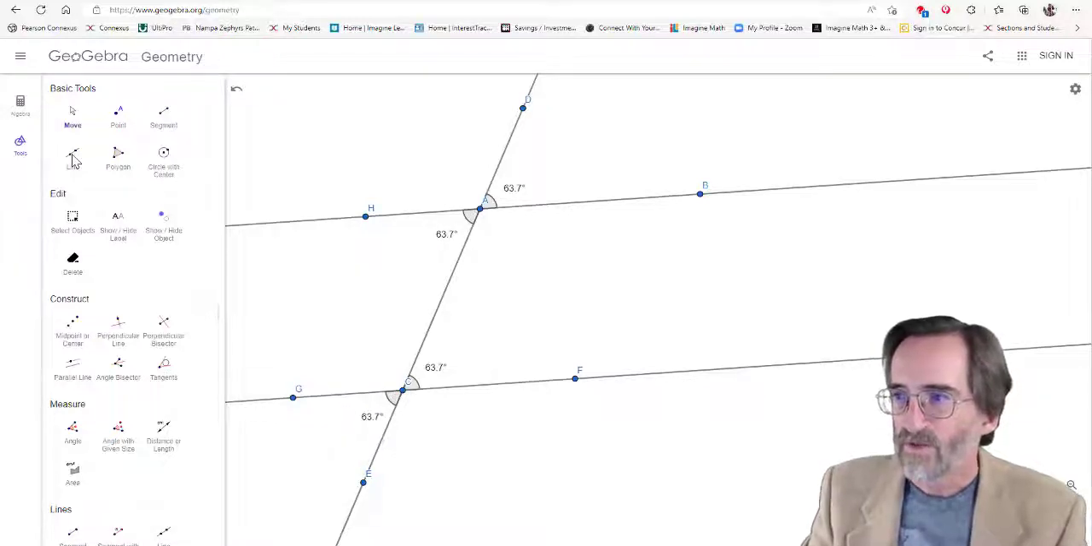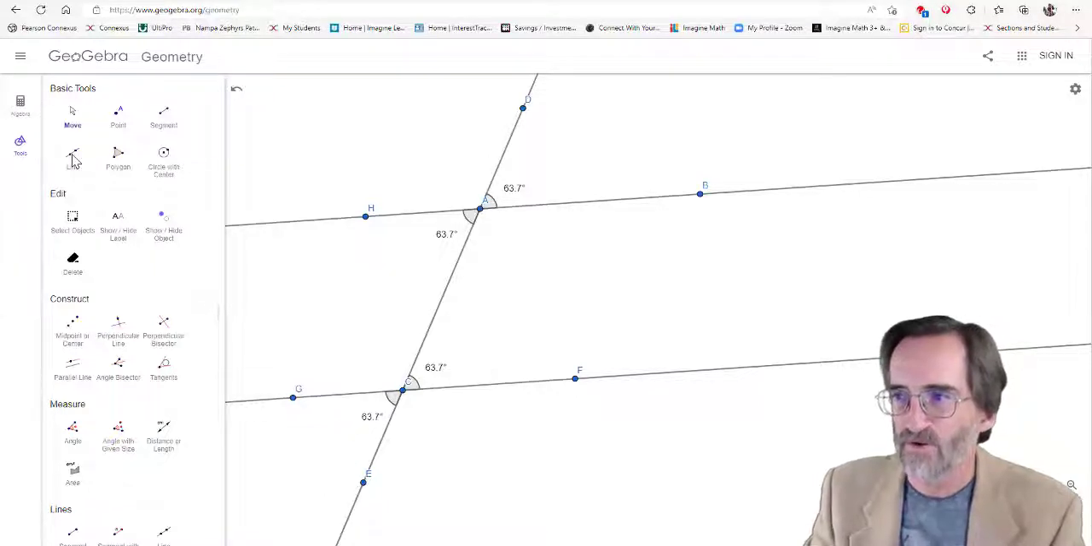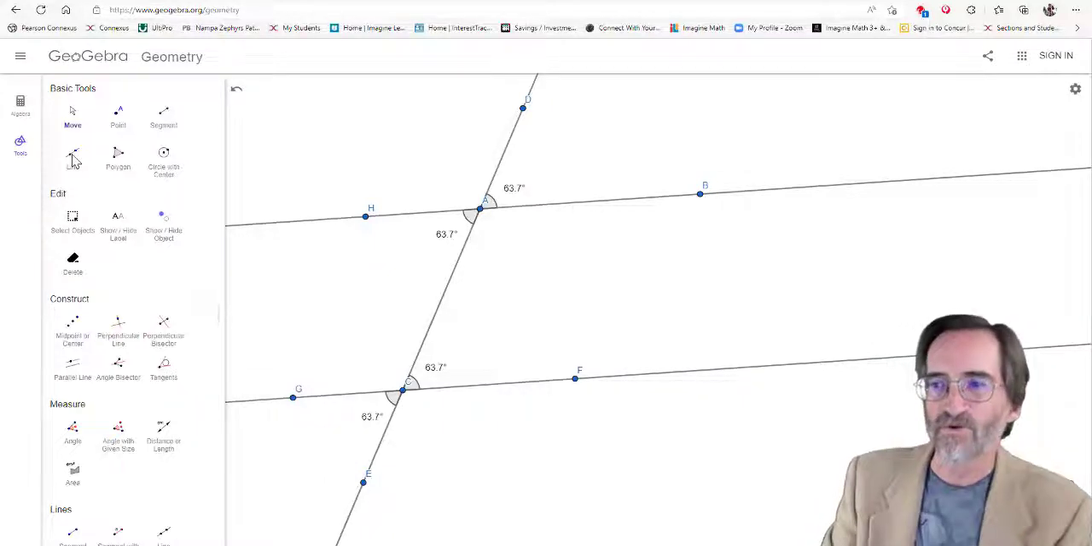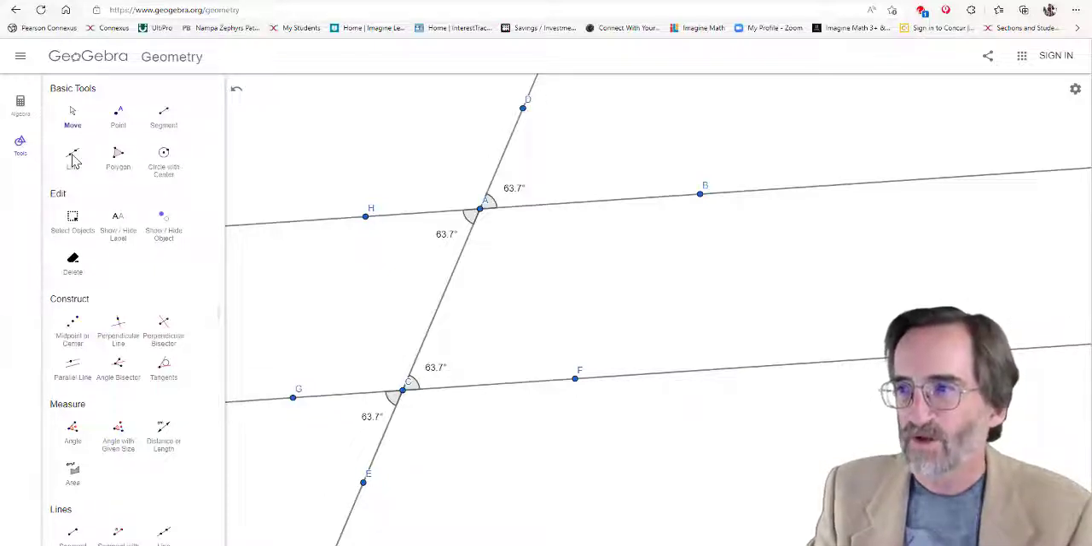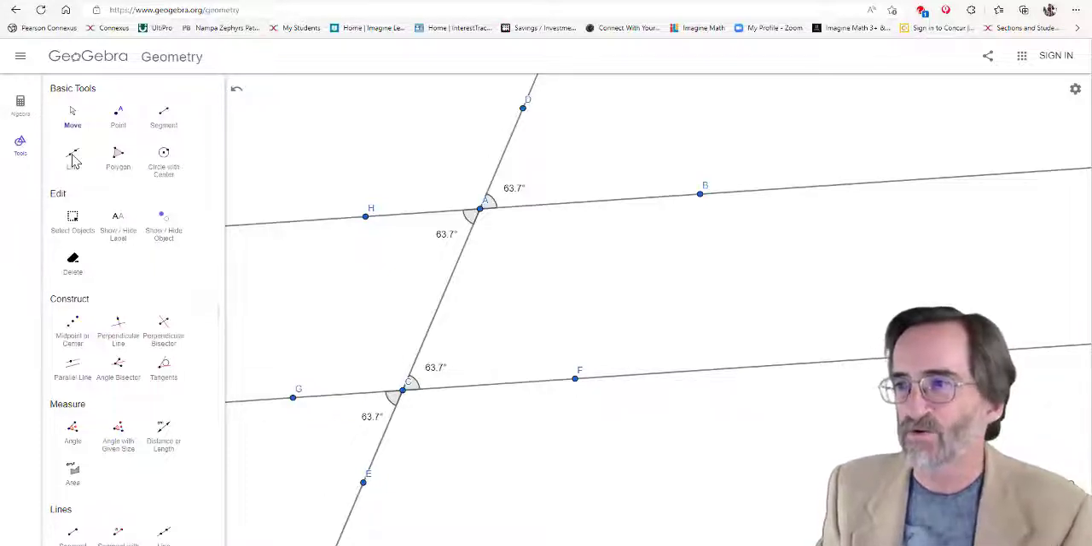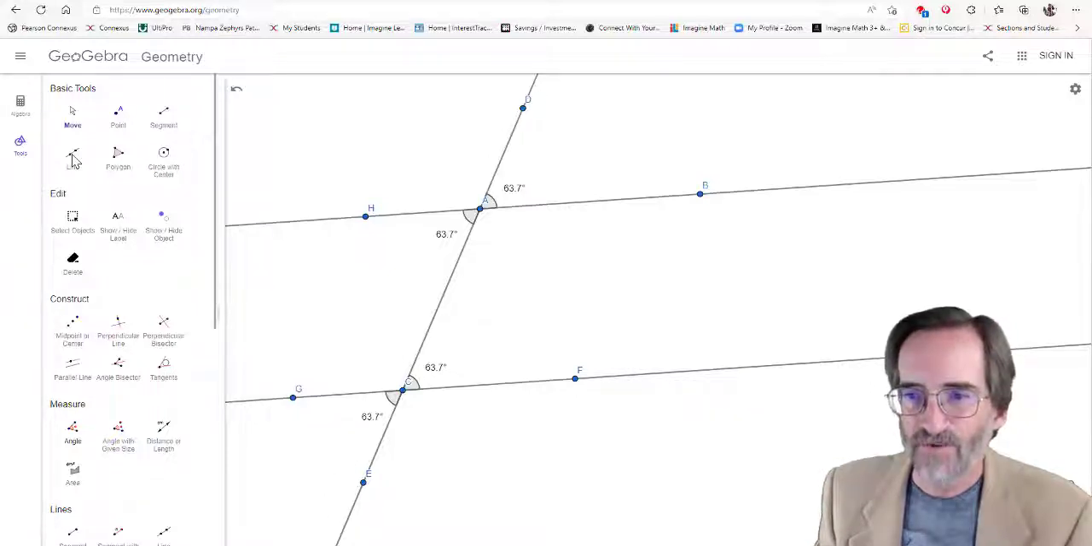These two are congruent because they're vertical angles. These two are congruent because all their alternate interior angles are congruent. These two are congruent because vertical angles are congruent. All the corresponding angles are congruent. All the vertical angles are congruent. And so you can make some conjectures here. Corresponding angles are congruent. Alternate interior angles are congruent. Alternate exterior angles are congruent. And let me measure the remaining angles here.